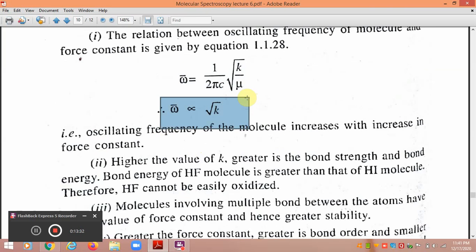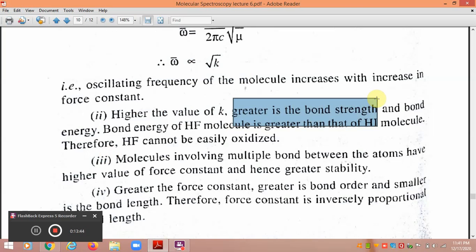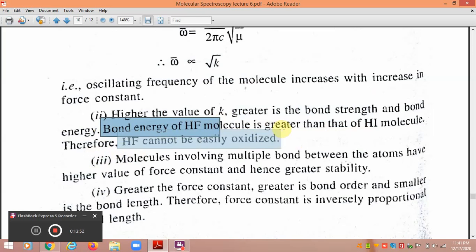Under root of force constant means the oscillation frequency of the molecule increases with the increasing force constant, and it indicates that the higher the value of force constant K, greater is the bond strength and hence bond energy. So therefore bond energy of HF molecule is greater than that of HI molecule, therefore HF cannot be easily oxidized.